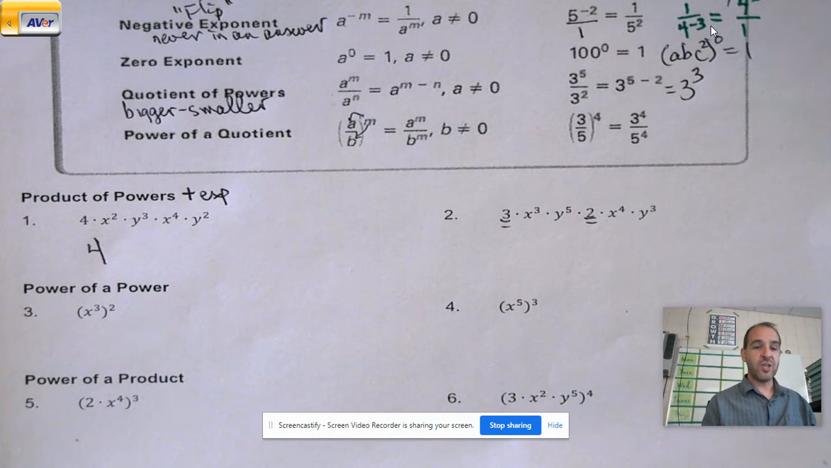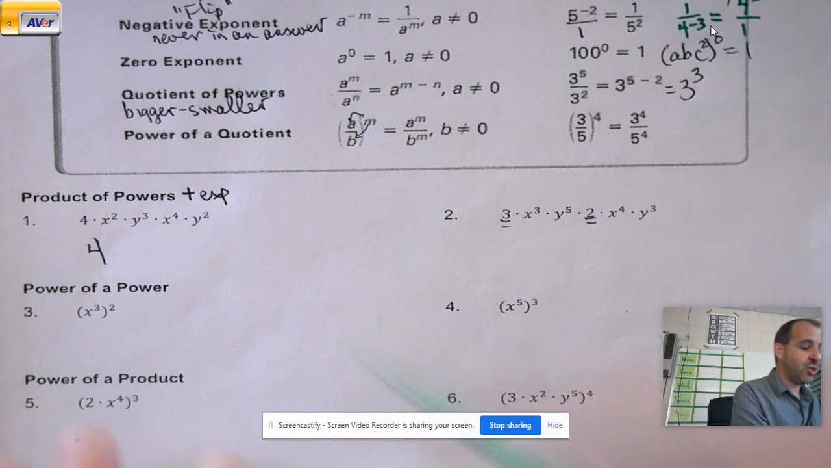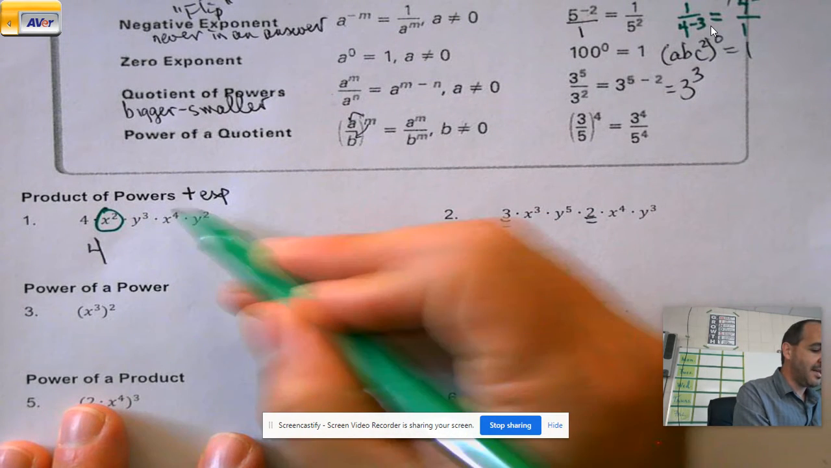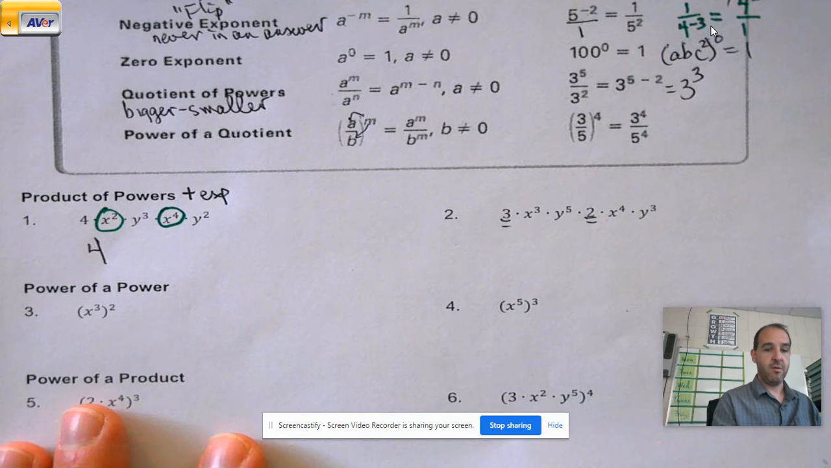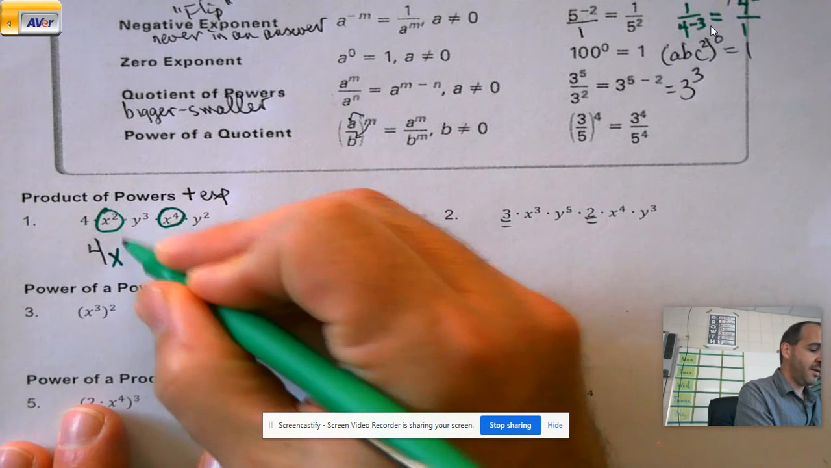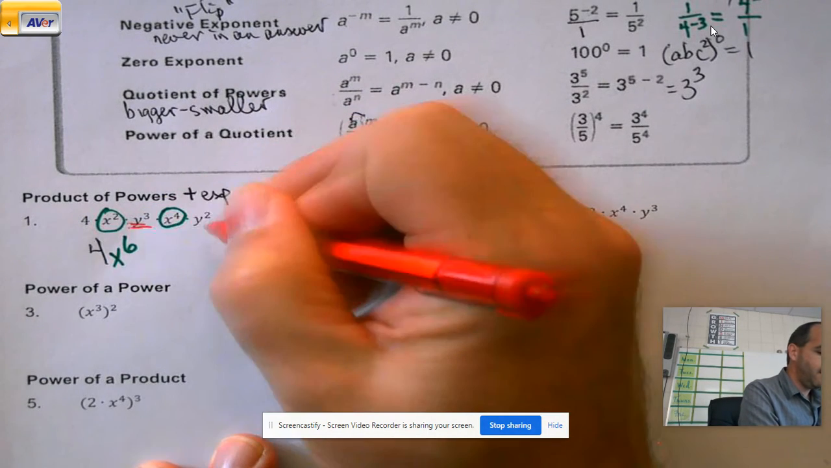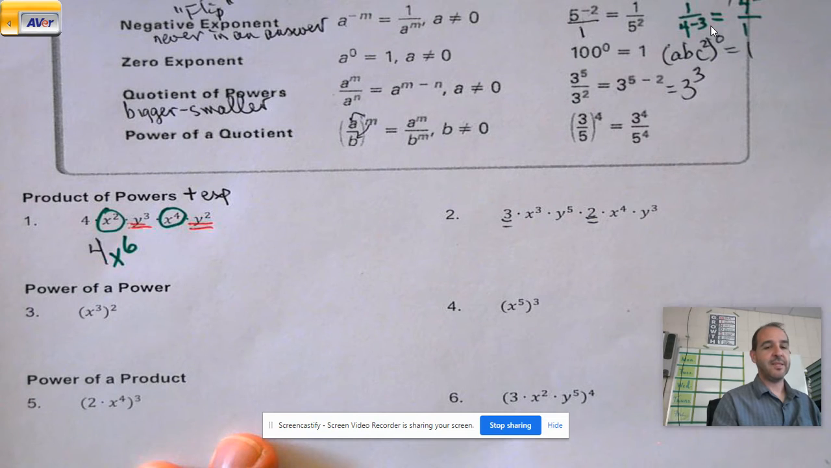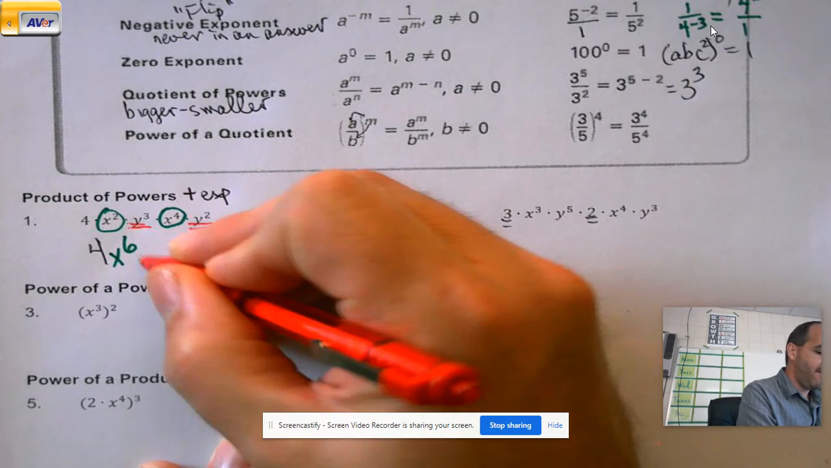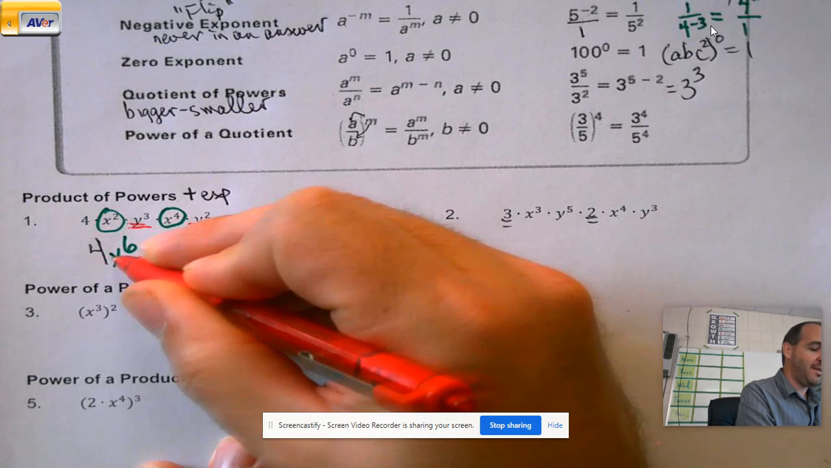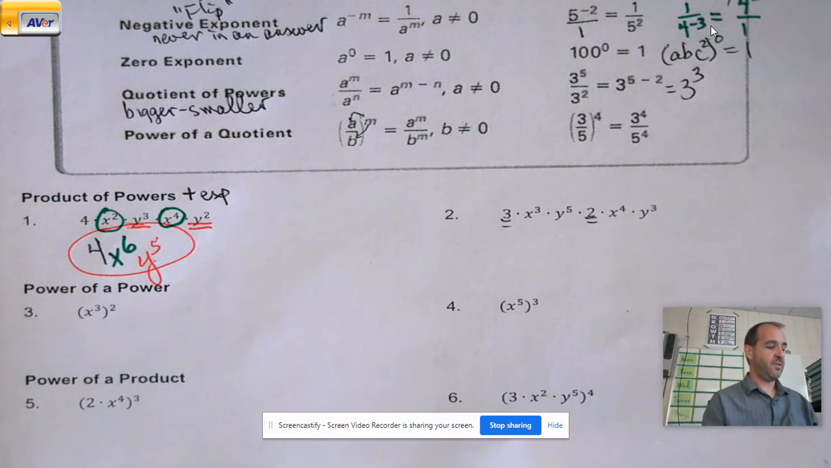But as far as the other ones go, again, watch your base. Make sure the bases that you are putting together are the same. Okay, x to the 2 plus 4 is x to the 6th. With my y's. Colors, I'm going to keep suggesting. Highlighters I've seen people doing, colors, anything just to make things pop. 3 and 2. 3 plus 2 is 5. These are not the same base. I cannot put them together. That's all I can do.